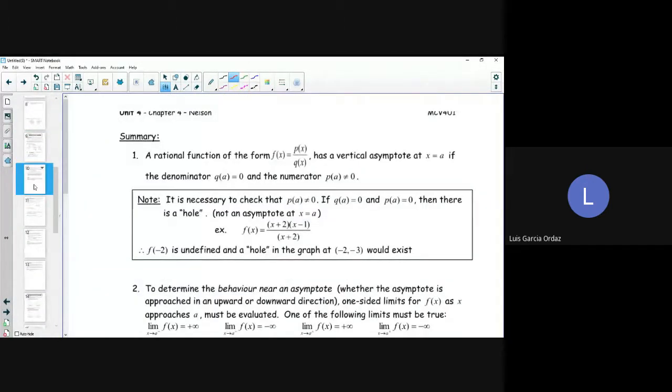All right. So in summary, a rational function in the form f of x is equal to p of x over q of x. Let's see who just entered. I got to mark them away. Perfect. That's fine. You joined on time, so I'm just going to fix the attendance right now.